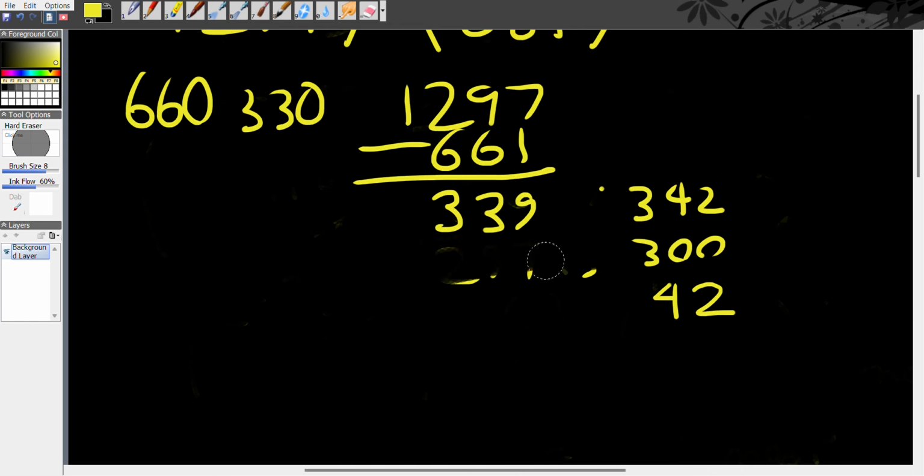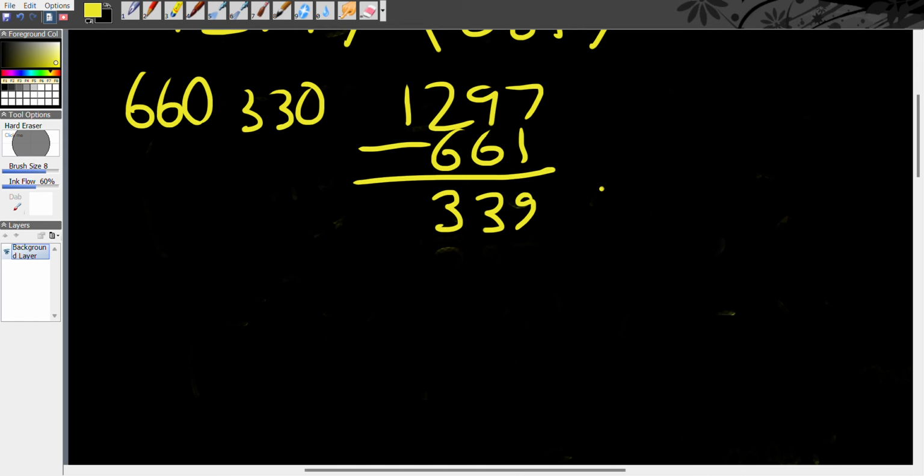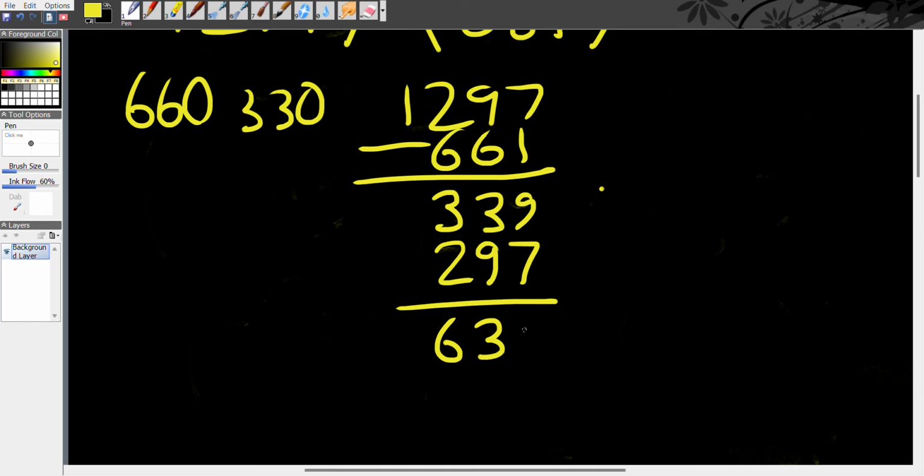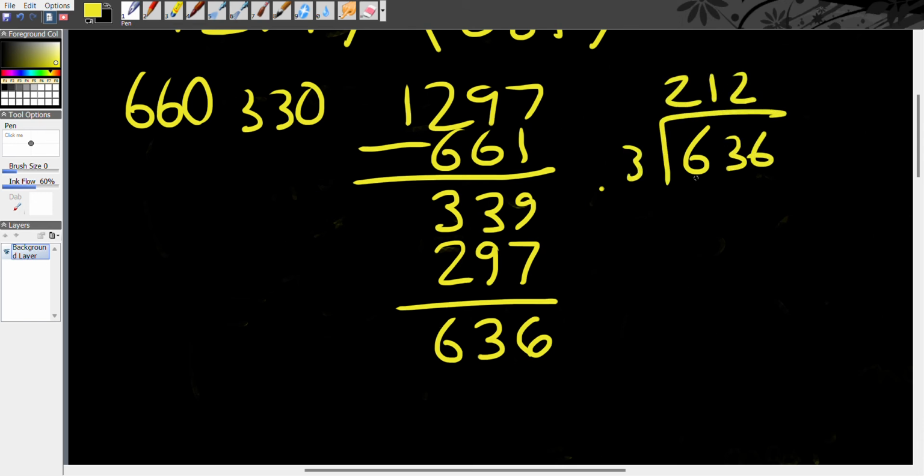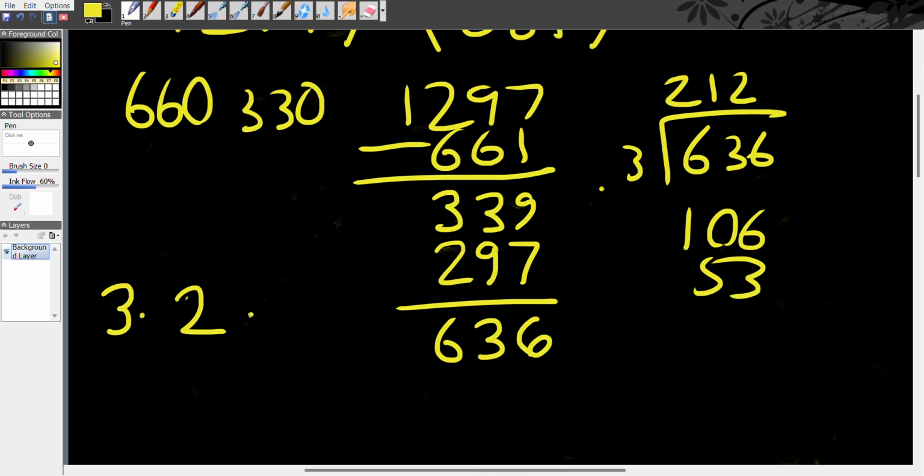Yes, because I was supposed to add, not subtract. This is 636. Yeah, that's right, which can easily be divided by 3 to obtain 212. So it's 3 times 106.53. So this is what we're calculating here.